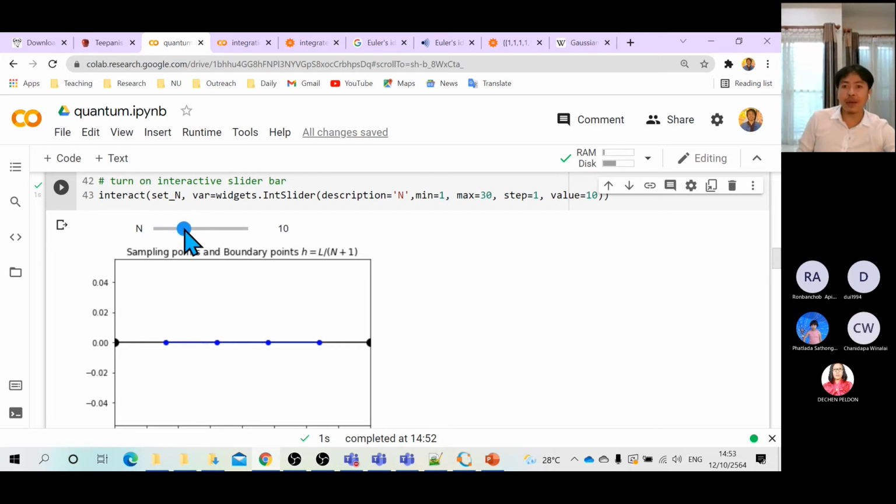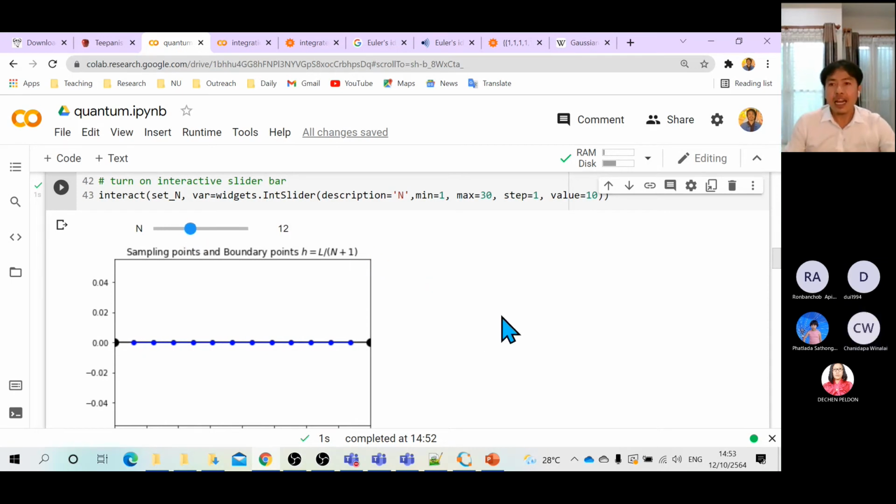Anyway, I can choose, let's say, any number. What is your lucky number? What is Panda's lucky number? Which one do you like? 12. Okay, let's go with 12.